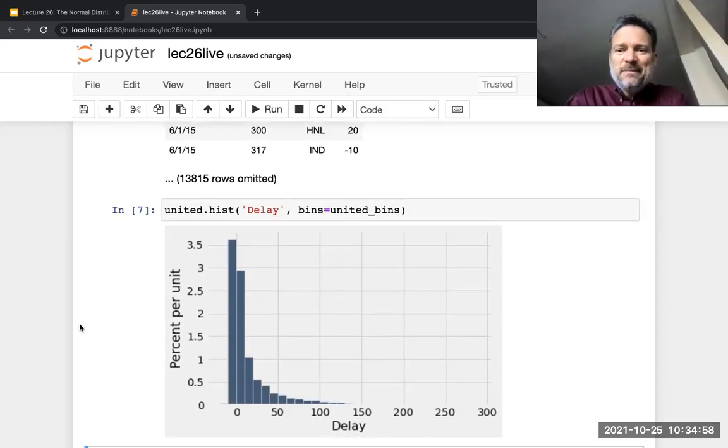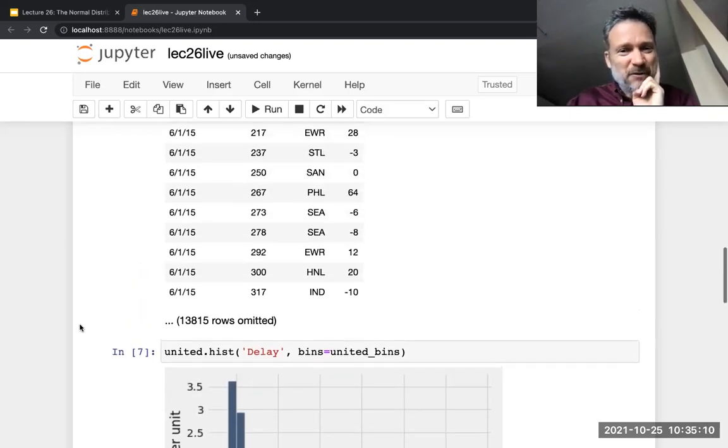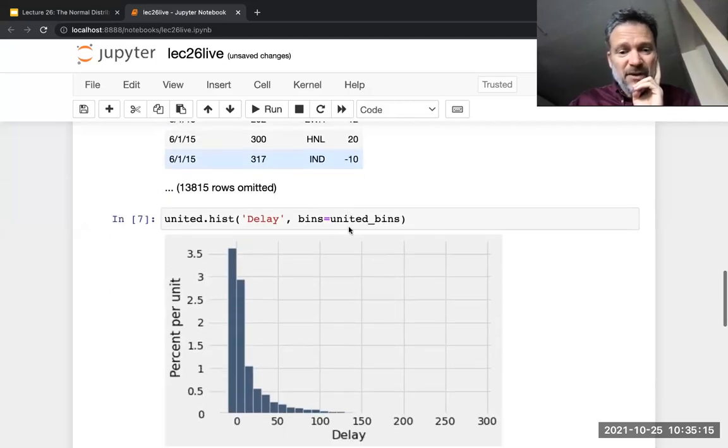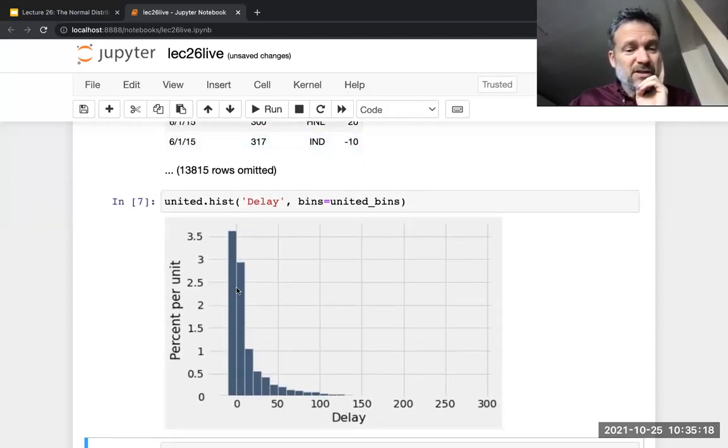What does a negative delay mean? That means the plane departed early, ahead of its scheduled time. Okay, so you notice there are a few flights with a negative number for the delay, but most of the delays are positive. And the shape of this curve, you can see that most delays are fairly small, but there are a handful of flights that were delayed a really long time, like several hours. Does this have a bell shape? In other words, does this look like a normal distribution to you?